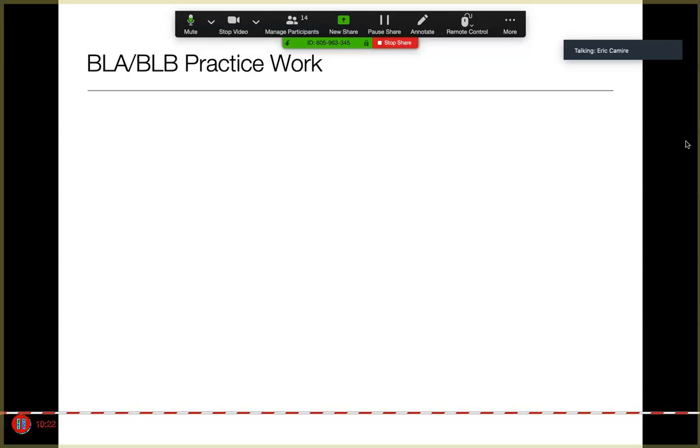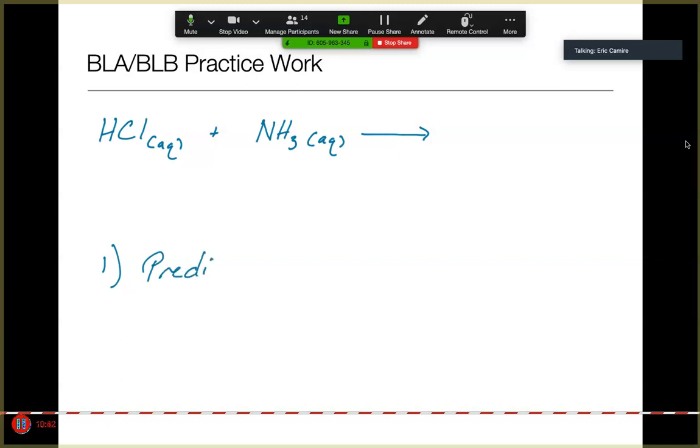So I have it written on the top, BLA and BLB. That just means Bronsted-Lowry acid and Bronsted-Lowry base. So I'm going to write a reaction up here. I'm going to take that HCl like I showed in the last slide, and I'm going to react it with, let's say, ammonia. What I'm going to ask you, and I'm not going to dump you in the deep end just yet, is to predict the products.